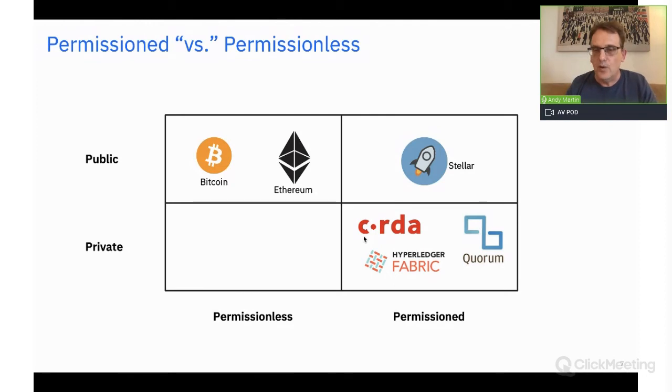Unlike Bitcoin, where anybody can join and everybody sees the whole ledger, here we are inviting folks to join, and you only see those transactions which you have permission to see. This trade-off means that enterprise blockchains are no longer censorship resistant. They are not as decentralized as a public blockchain.